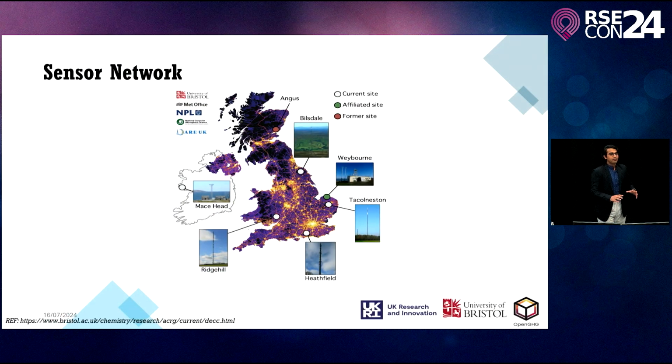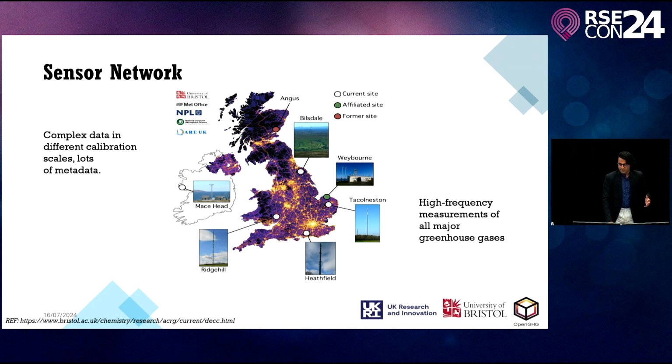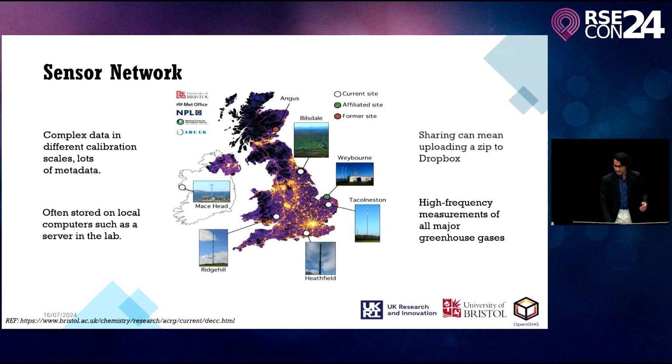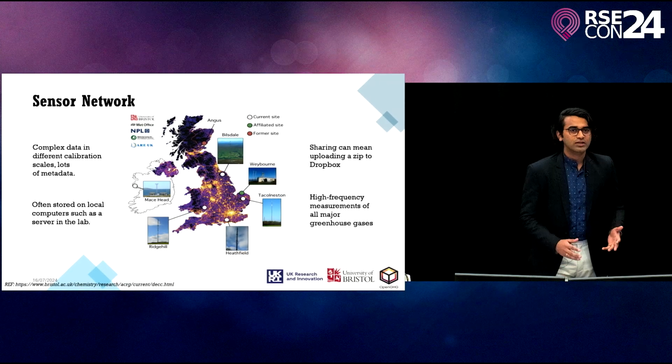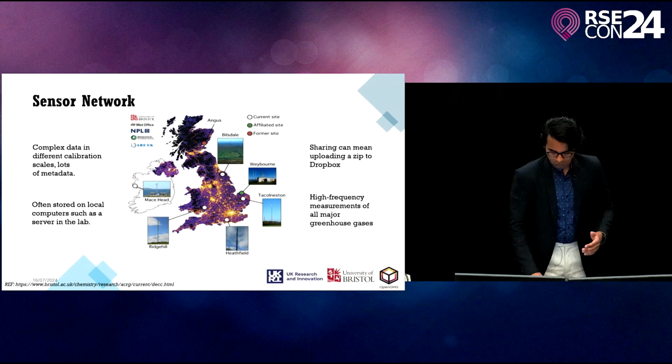This is just in-depth information about the sites that are situated in the UK. This is a DECC network site. And it also speaks about its complex nature, and the frequency at which the data was captured. It's the question that I asked before, and earlier how it was shared. It was usually shared using zip files or Dropboxes.